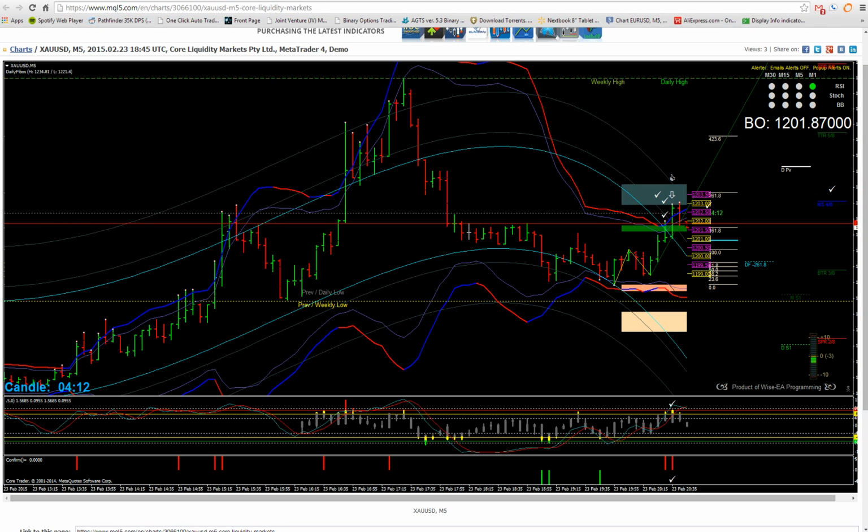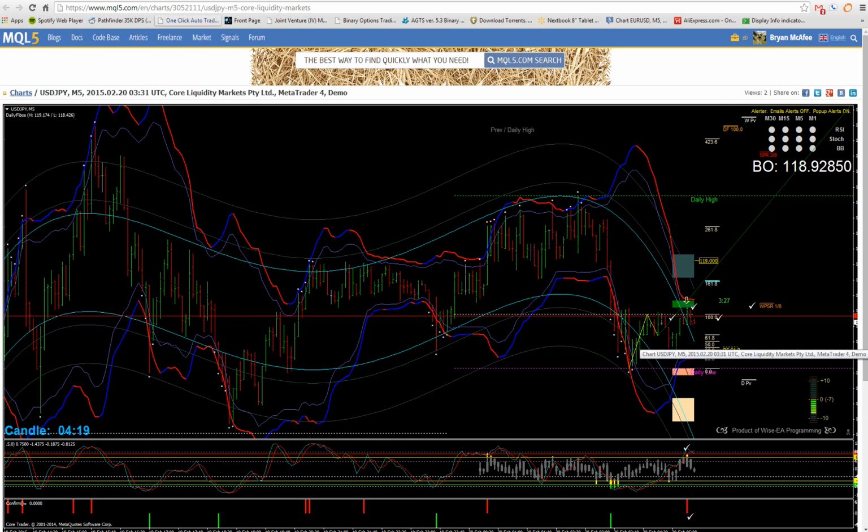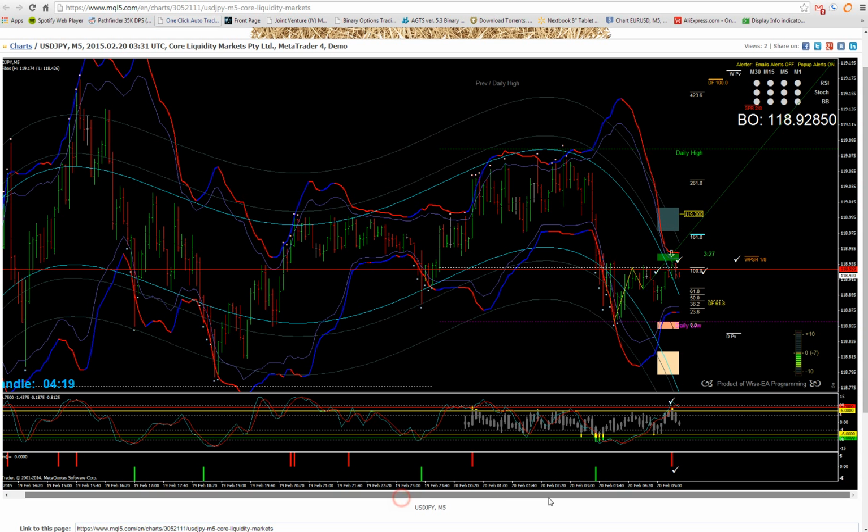Let's see. Next one. This was a 3% trade, so let's take a look at it. Okay, he did take it 1%, and he asked if it could be a 3 or 5%. No, it could not have. That was a 1% borderline no trade. This is a 3% trade. I like that he's marking the percentage down because I'm getting a feel if he understands good setups or not. So that's kind of cool.